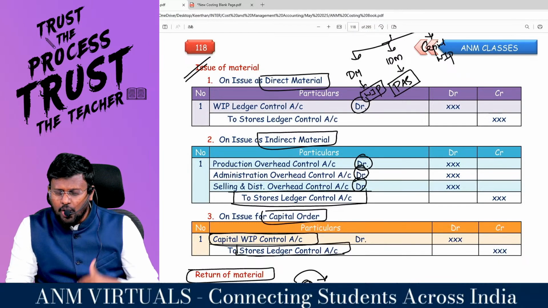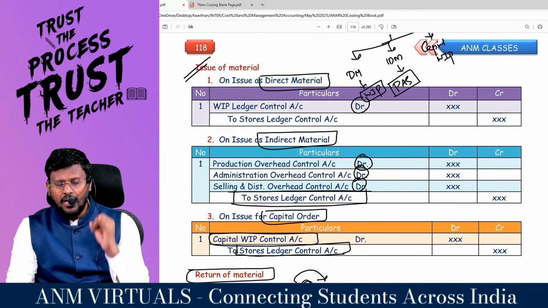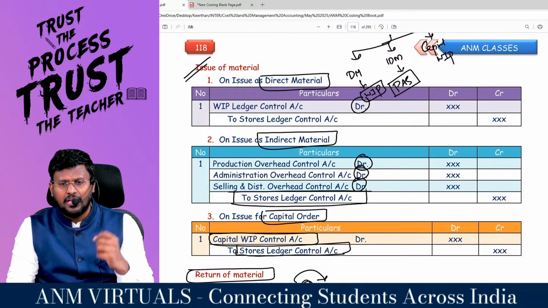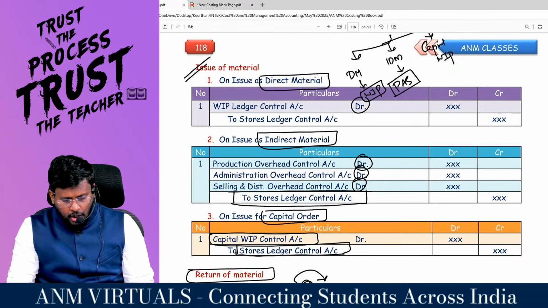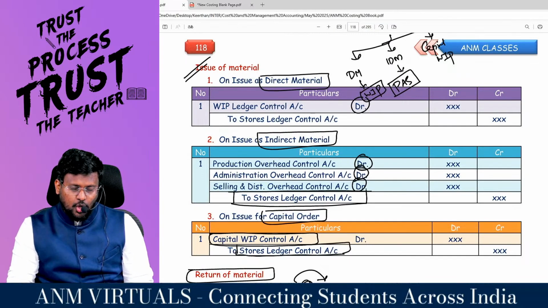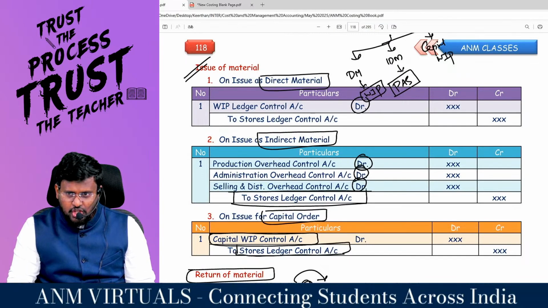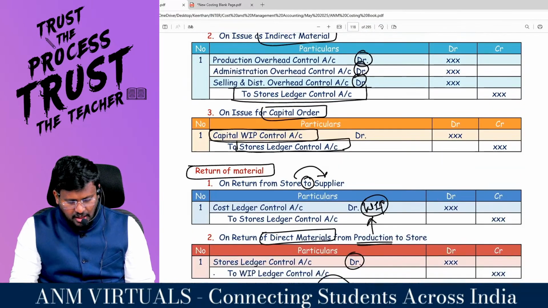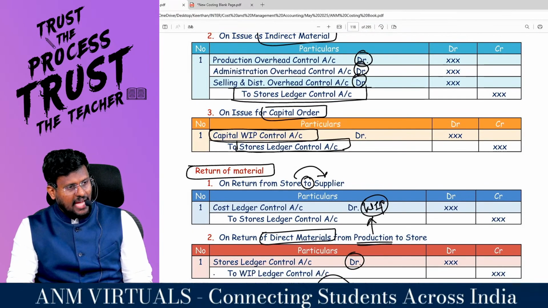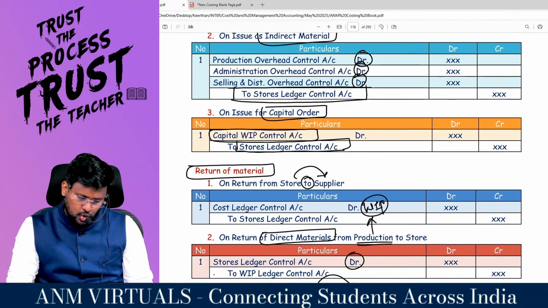Now shall I talk about issue? Direct material, indirect material, capital WIP. Direct material, WIP ledger control account debit to stores ledger control account. Indirect material, production overhead control account debit, administration overhead control account debit, selling and distribution overhead control account debit to stores ledger control account. Capital order, capital WIP control account debit to stores ledger control account.